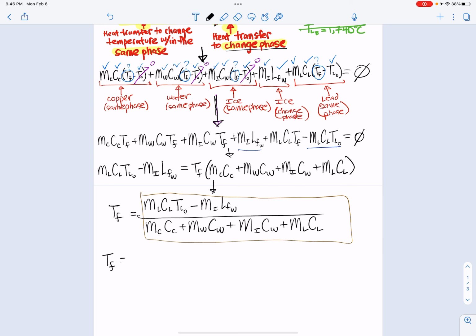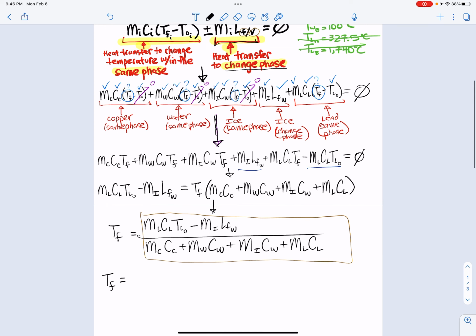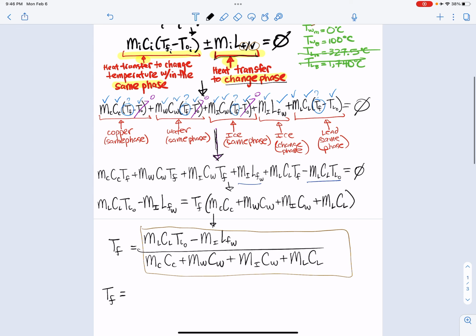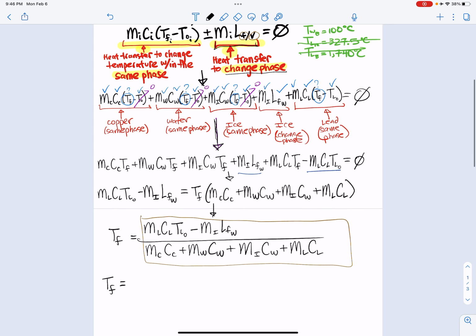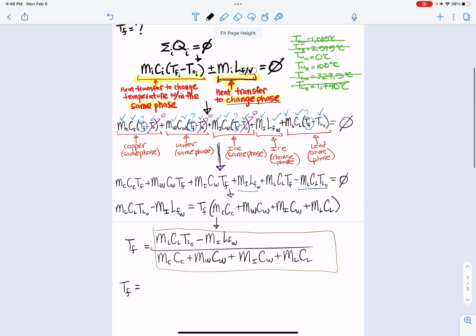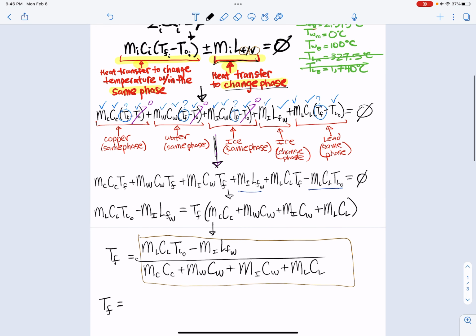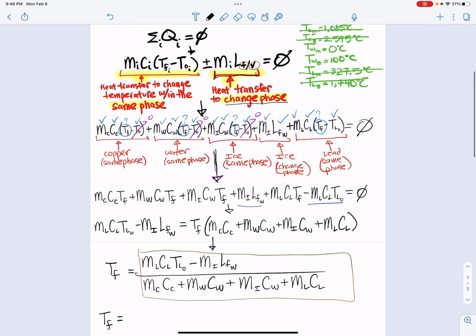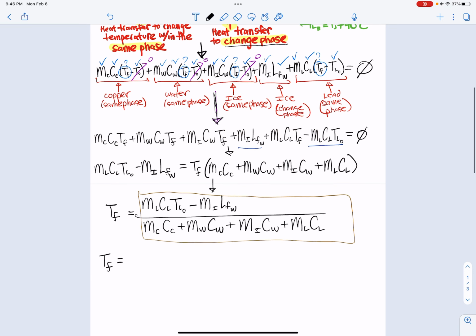Pretty much if you get to this point and you got that right, I think you'll probably end up with 90% or 99% of the points. You basically know what you're doing at that point. And yeah, so I'm just going to plug in the values.